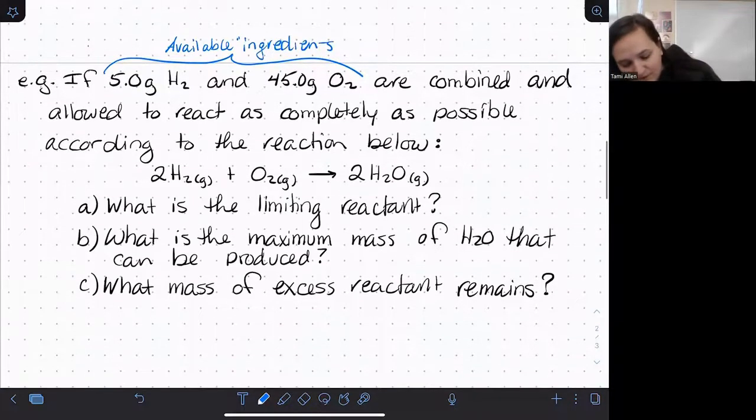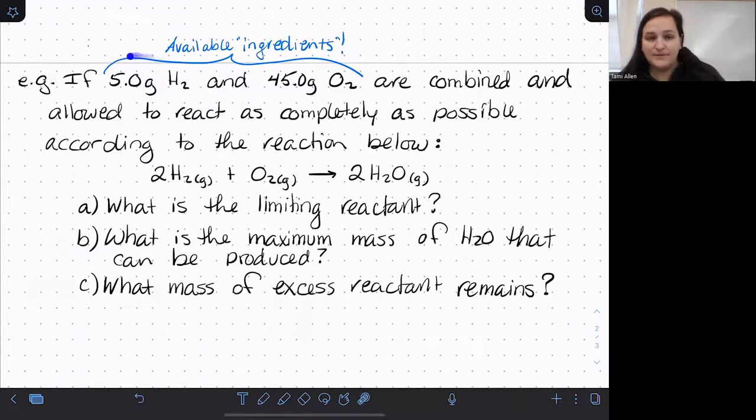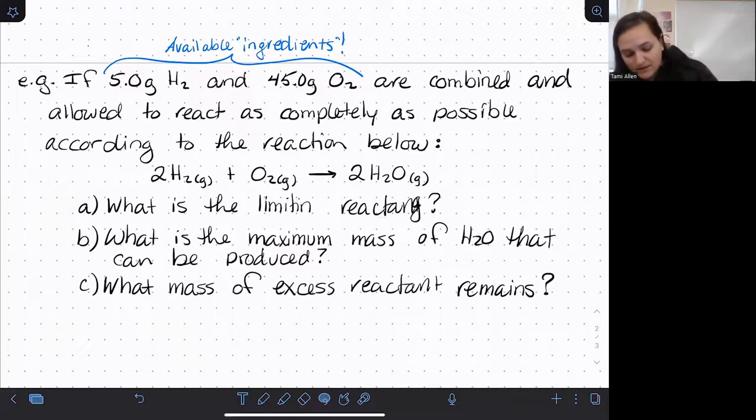Oops, don't know what that is. And we want to figure out which of these is going to run out first. And we do that by figuring out how much product could I make if I react all 5 grams of this with unlimited oxygen, how much product do I get? If I react all 45 grams of this with unlimited hydrogen, how much product do I get? And whichever one is less will be our limiting reactant.